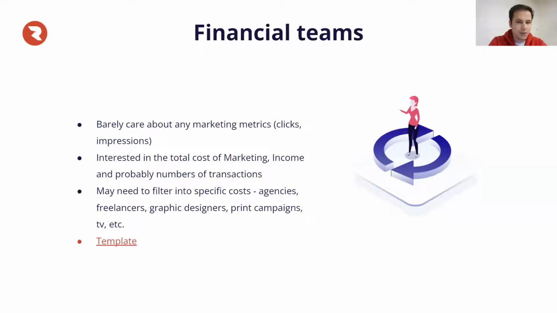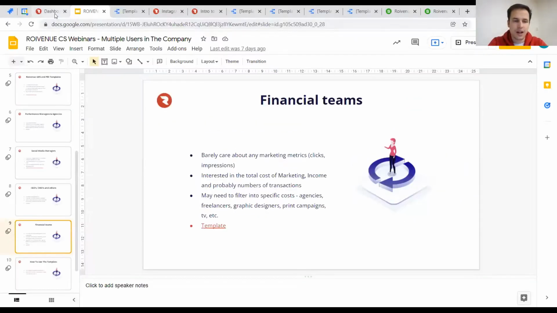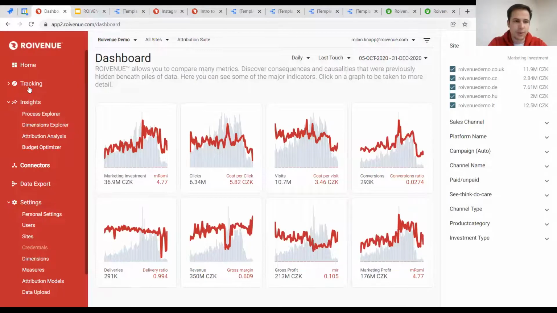What they might do or might need is to filter the costs differently. And that's something very new in Roivenue. In Roivenue, you can add different costs besides the ones we download automatically. You can add costs through other expenses, cost of agency, cost of freelancers, some new graphic designs, print campaigns, any offline campaigns, and so on. And it wasn't very easy up until now to filter between these.